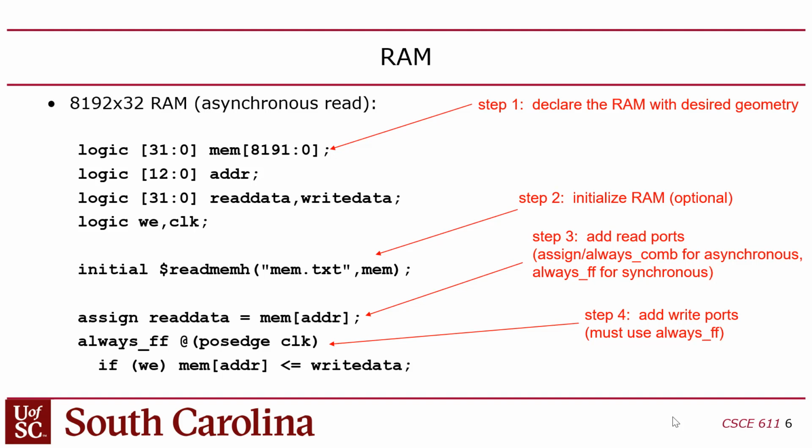Okay, so how many address bits do I need for an 8192 deep? Well, the log base 2 of 8,192 is 13. So I need a 13-bit address. So I'm going to declare an address. And I'm going to have a read data and a write data that will be 32 bits because that's the width of the RAM.